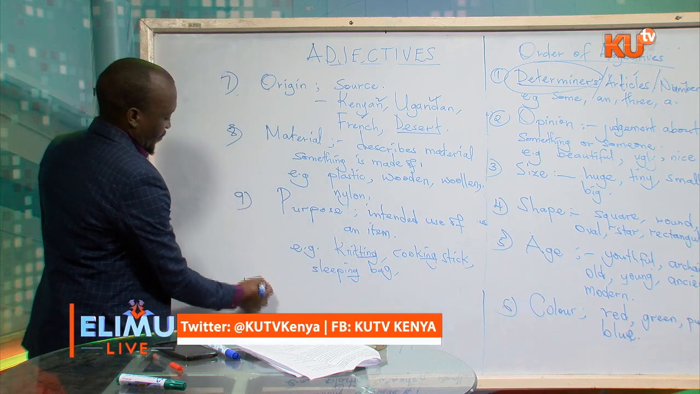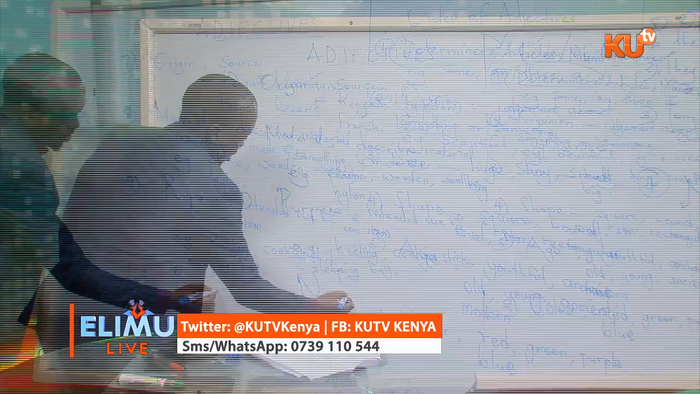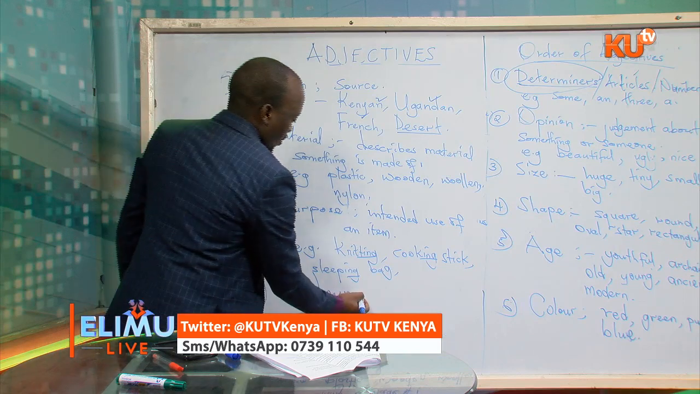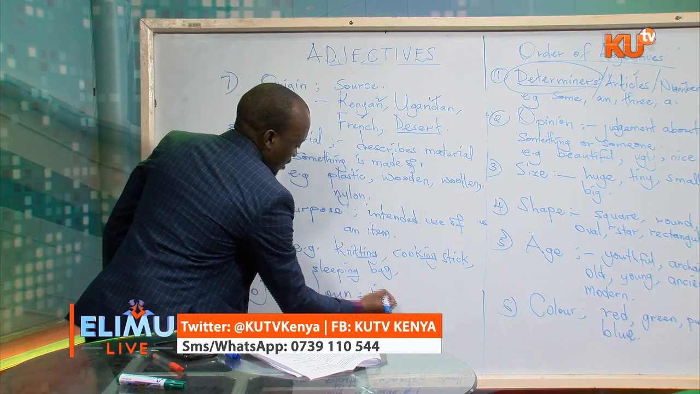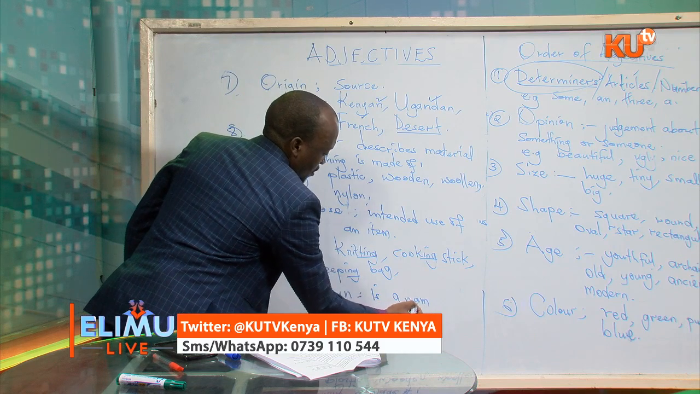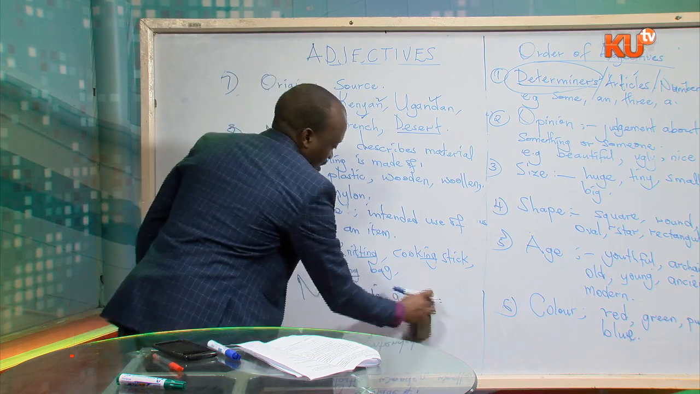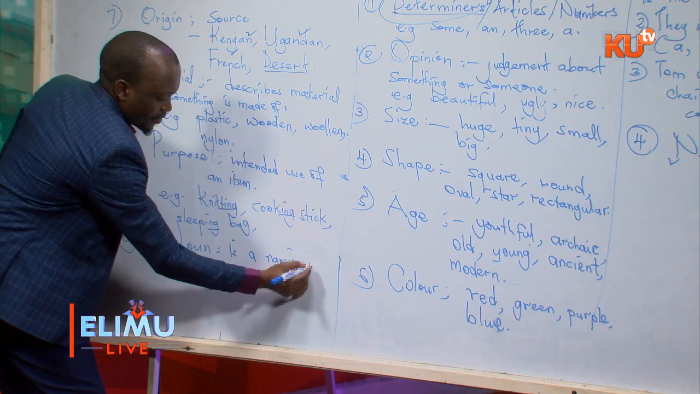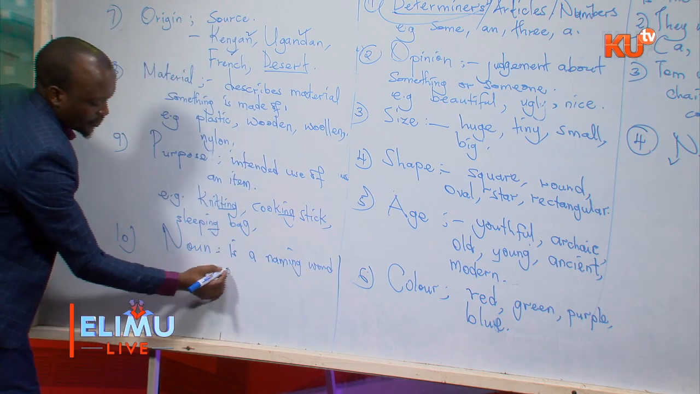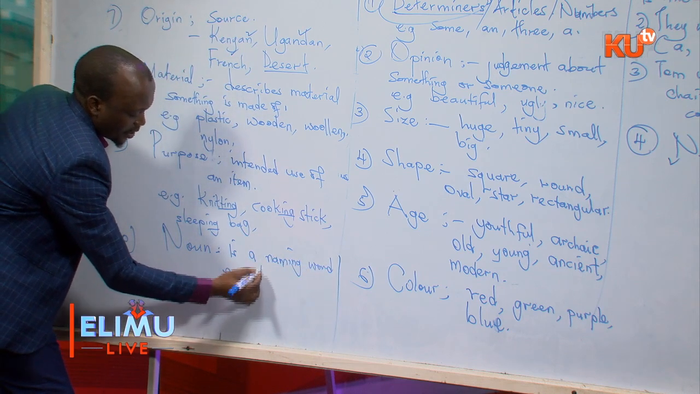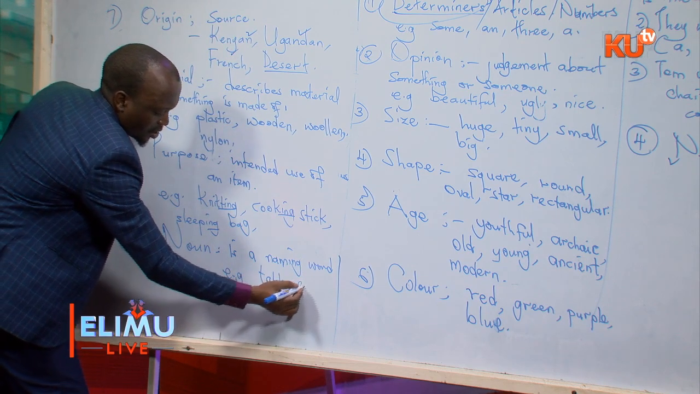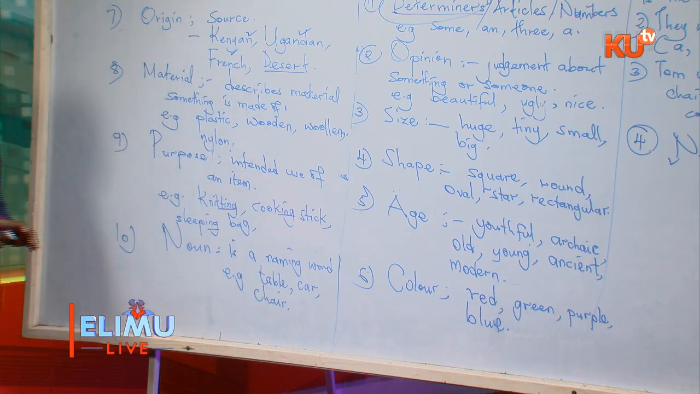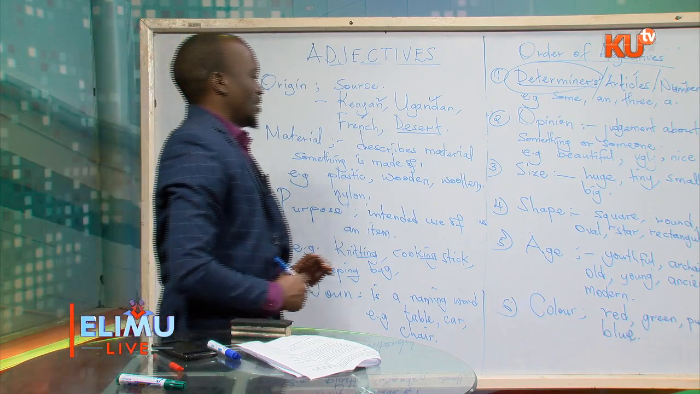Then finally, we come to noun, the noun itself. And most of the times you'll be given that noun. And we've said that noun is a naming word. Noun is a naming word. Example, I'll talk of table, car, chair, and etc.